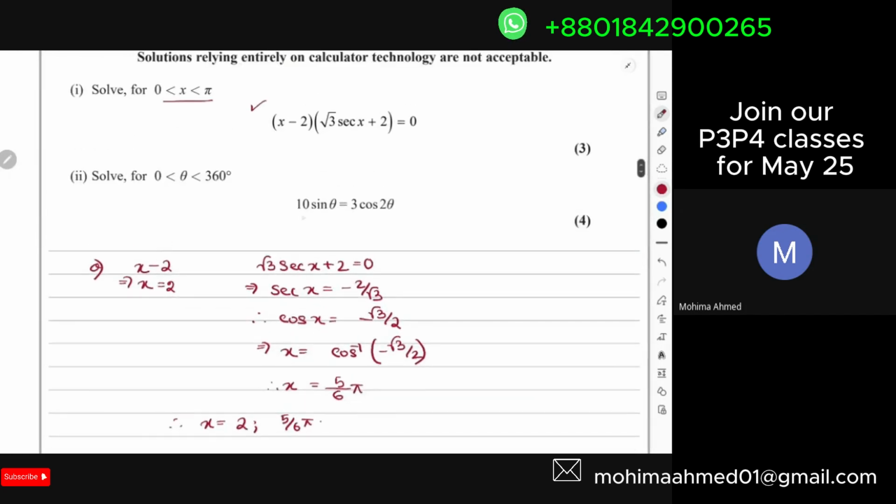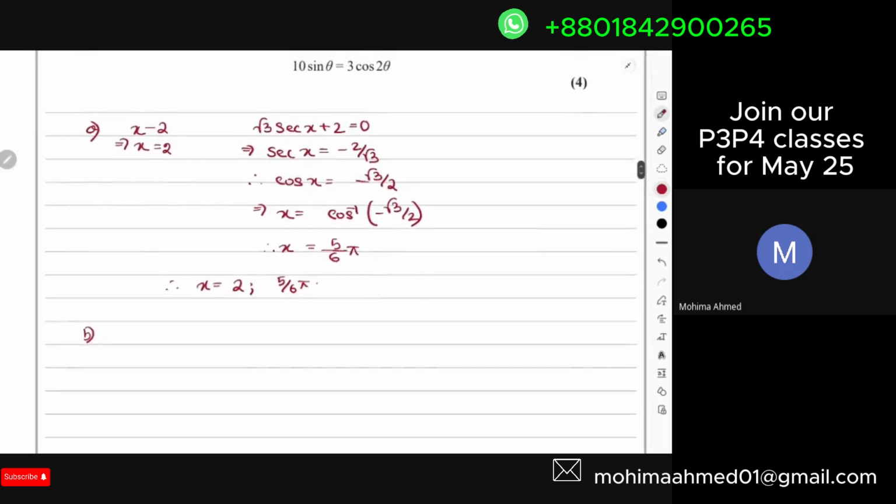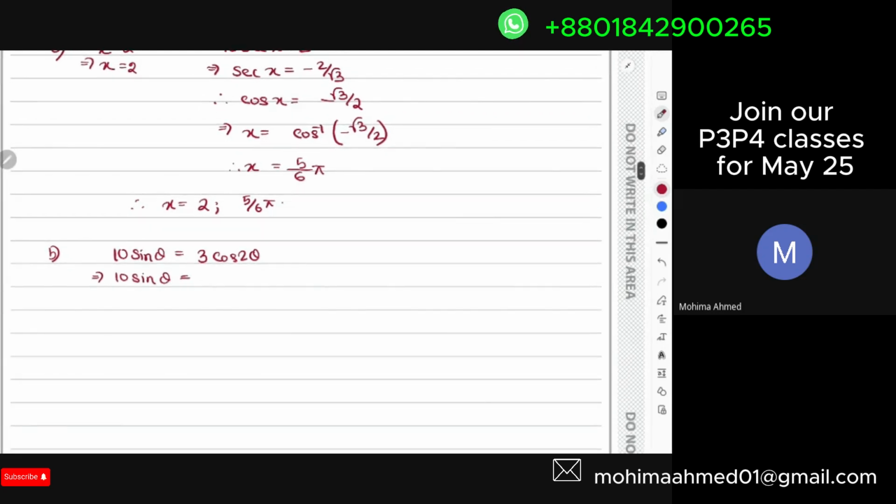And then after this, we have to solve this: 10 sine theta equals 3 cos 2 theta. I have to break down that 3 cos 2 theta in terms of sine. So for part B, 3 cos 2 theta can be written as 3 minus 6 sine squared theta, right? Because it was 1 minus 2 sine squared theta. 1 into 3 is 3, 2 into 3 is your 6 sine squared theta.